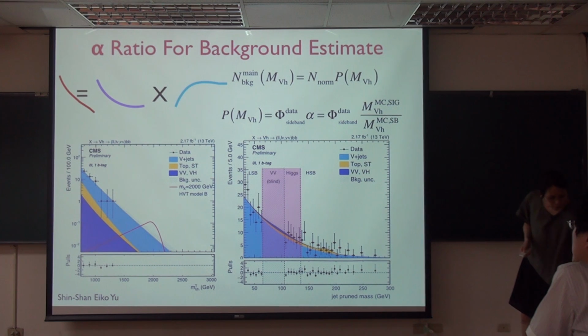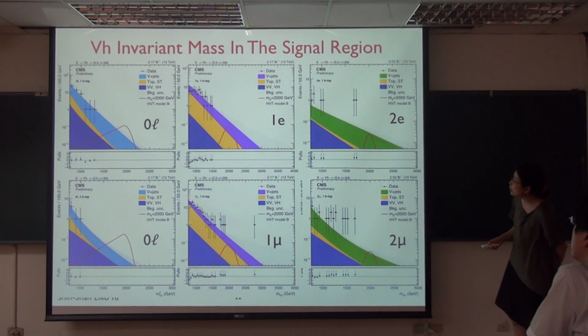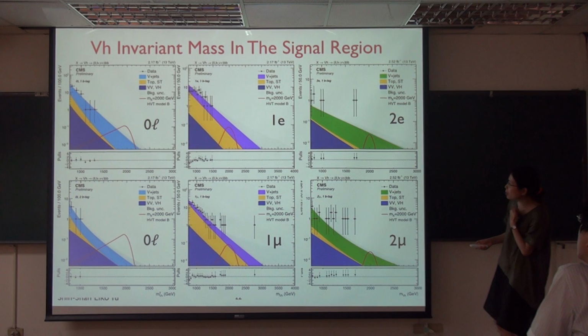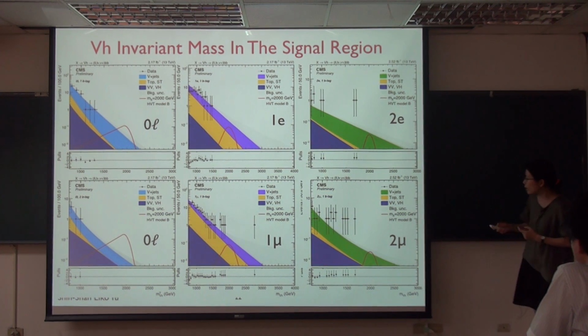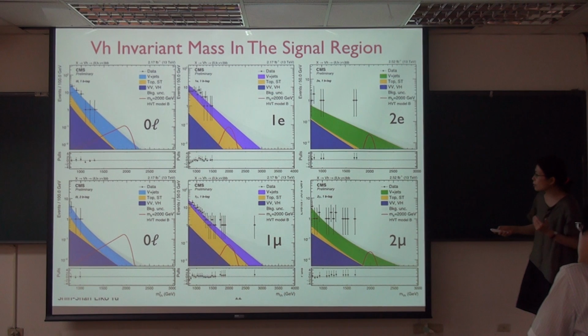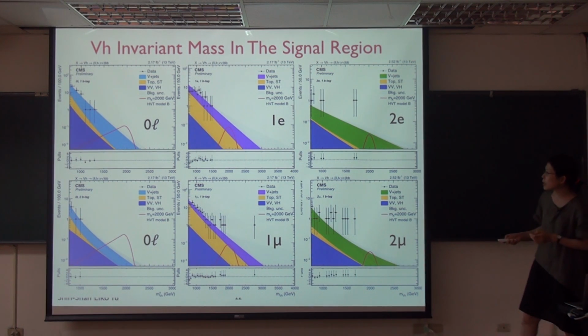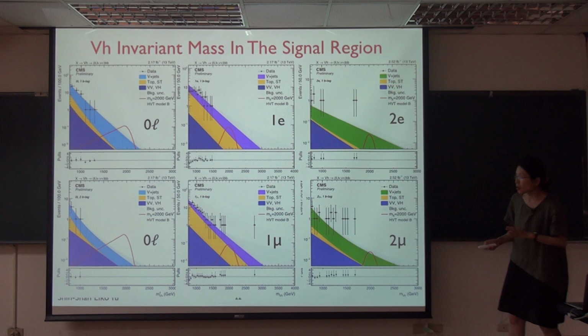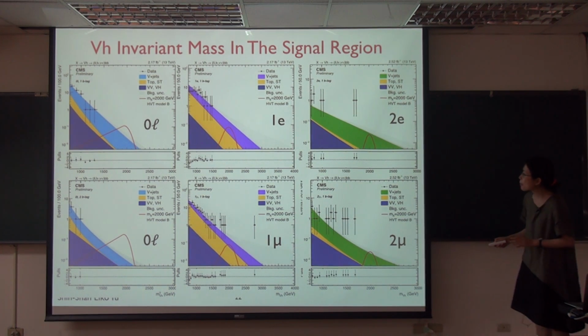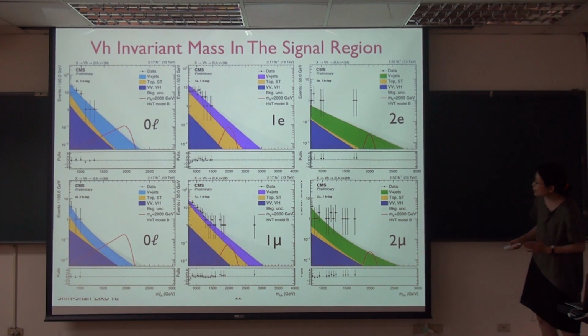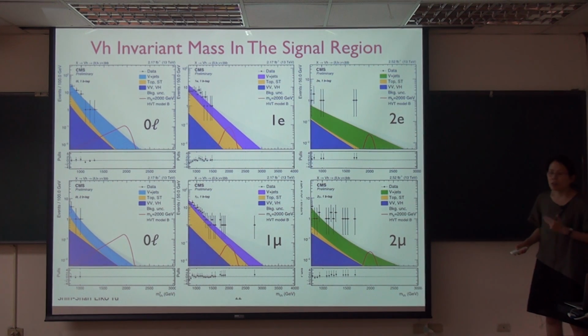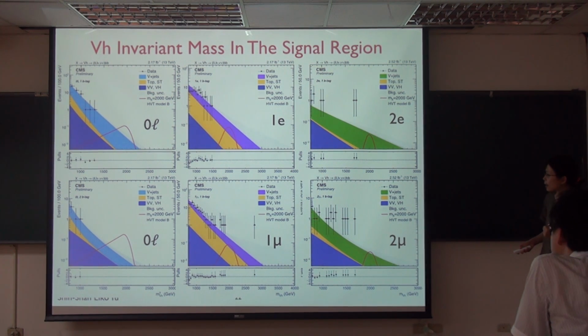Okay. So here I show you only six categories out of our 10 categories. These are the invariant mass spectra of the vector boson and Higgs. The color histograms are all the background prediction. The red curves are the signal at 2 TeV. The black markers are the data points. So overall, you see that we didn't see a significant excess. So later we are going to set limits on the production cross sections of this W prime and Z prime.